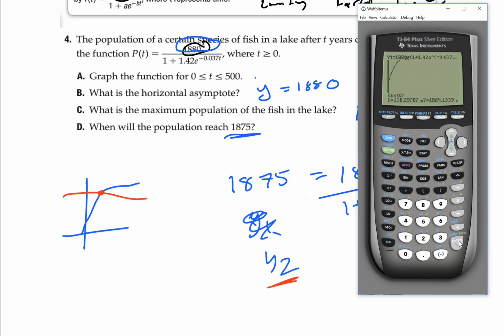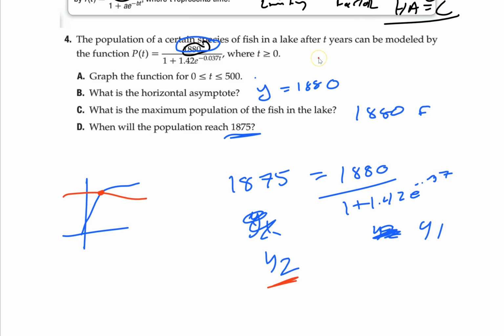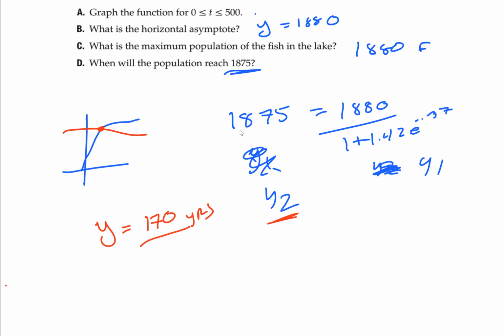First curve, second curve, yes, guess, yes. And right there, about 169.6. So roughly, if we round it, 170 years. So in 170 years, it should reach about a population of 1875.